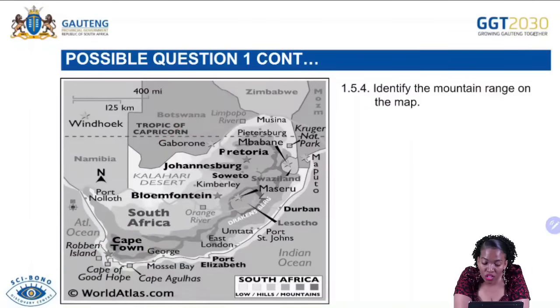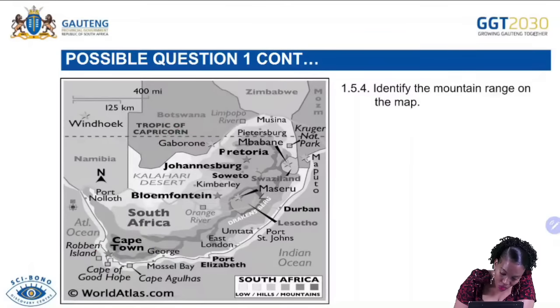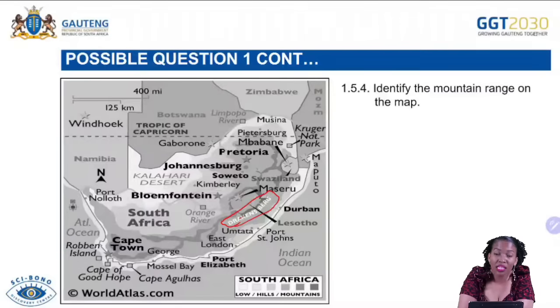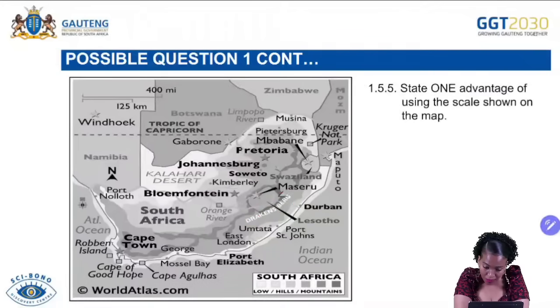Identify the mountain range on the map. So looking at the map here, there's only one mountain that I'm seeing there, which is the Drakensberg. Remember, a berg is a mountain. So the Drakensberg mountain, that is the only mountain that I'm seeing on the map here. So your answer would be the Drakensberg.